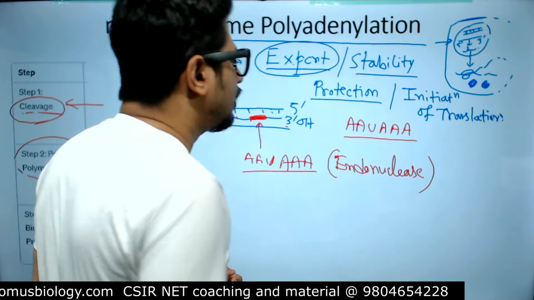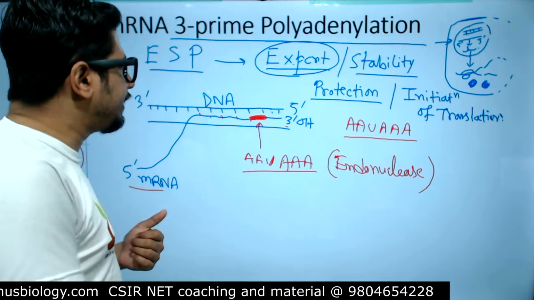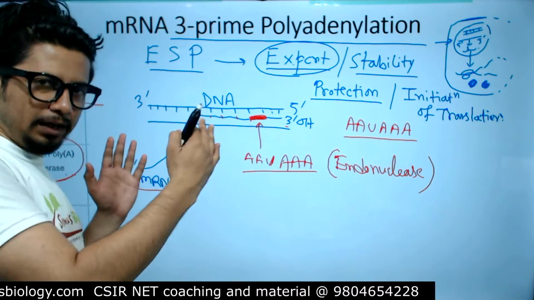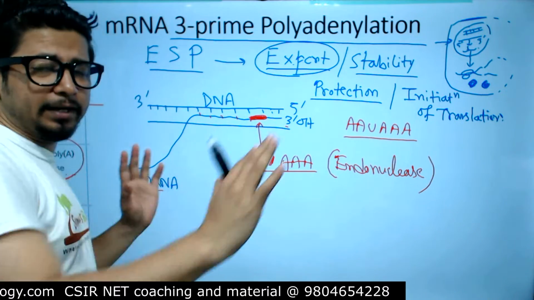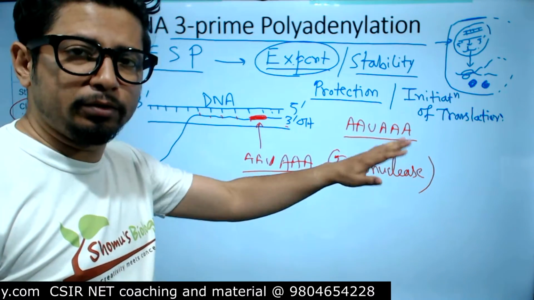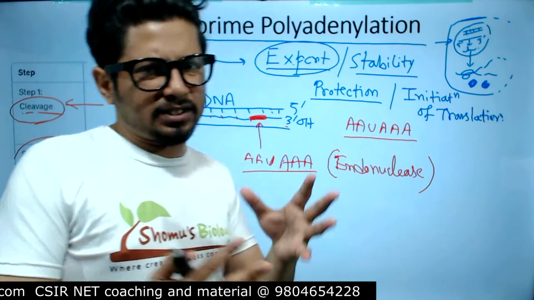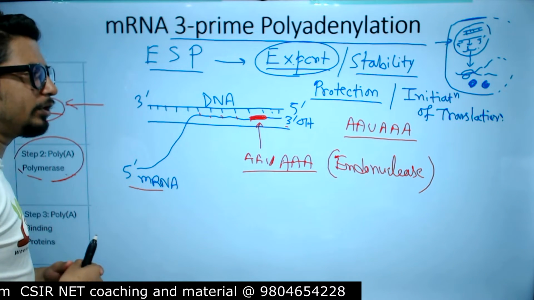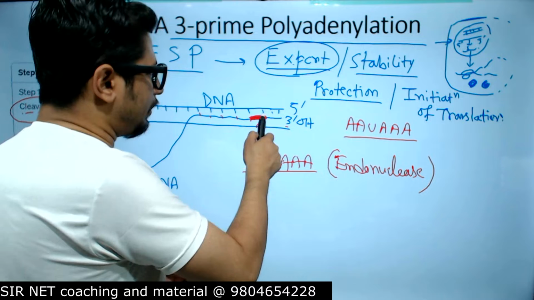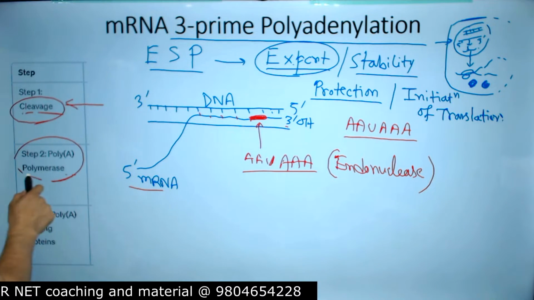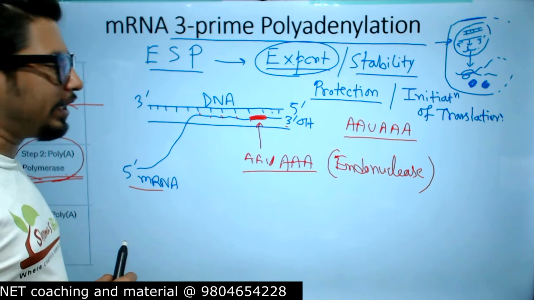Endonucleases are enzymes which can cleave nucleotides from the middle of the nucleic acid, not from the terminal nucleotides, but anywhere. Those are endonucleases. So the endonuclease will cleave a particular area in the RNA. Then they will recruit the poly A polymerase enzyme.